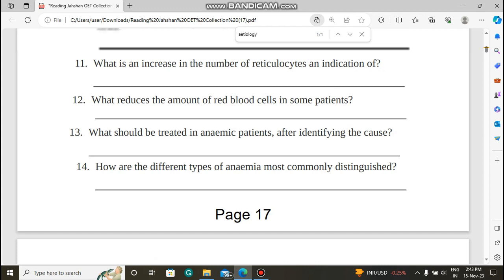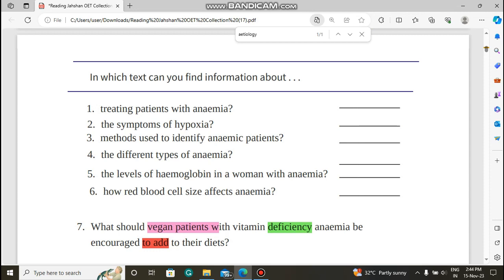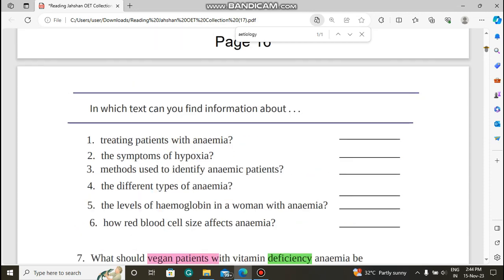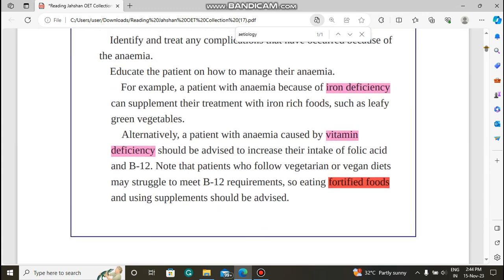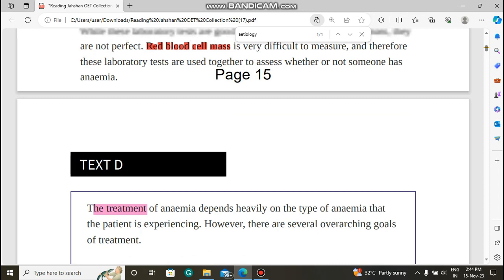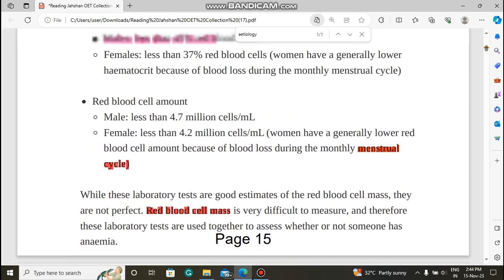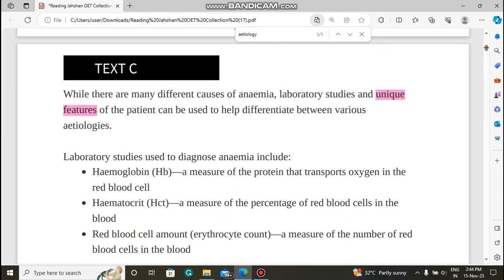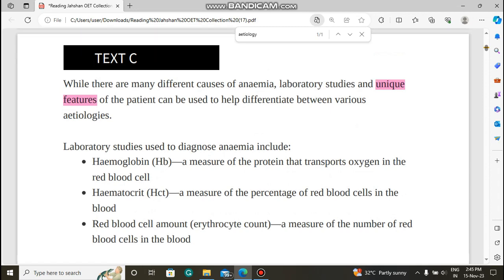It should seem appropriate. What reduces the amount of red blood cells in some patients? It's clearly specified some patients, not every patient. So it might be children, men, women, or any other type of patient relating to any deficiency. Let's check. What reduces the amount of red blood cells in some patients? It might be male, female, or children. The causes of anemia were mentioned in paragraph C, so we will find the answer in paragraph C. Different causes of anemia. Let's move downward.